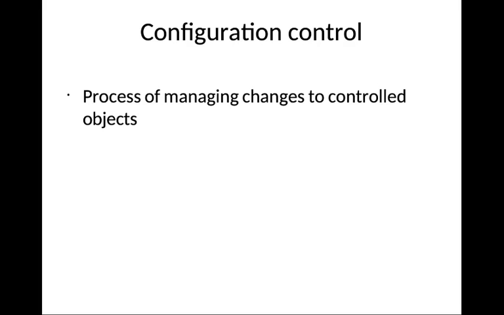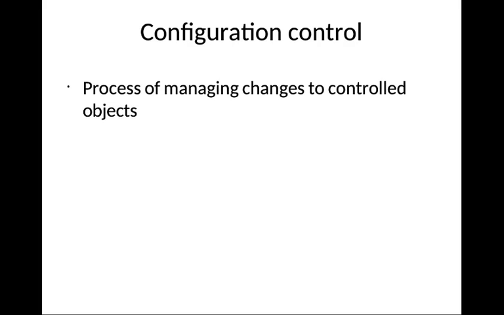Next, after identifying these objects, the second step is configuration control. How do we control this configuration? It is a process of managing changes to controlled objects. We have already seen what controlled objects are. What changes were made, by which person, and when, should all be managed. That is what is meant by configuration control.